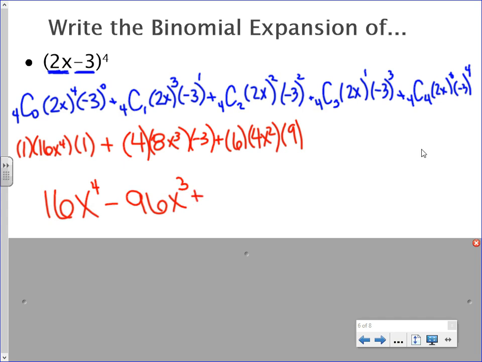What's our third term? 216x squared. Okay. 4 combinations of 3 is 4. You'll see that pattern, right? It's symmetrical. Those combinations are symmetrical. 2x to the first is just 2x. Negative 3 cubed, negative 27. So our fourth term is what? Negative 216x. All right.